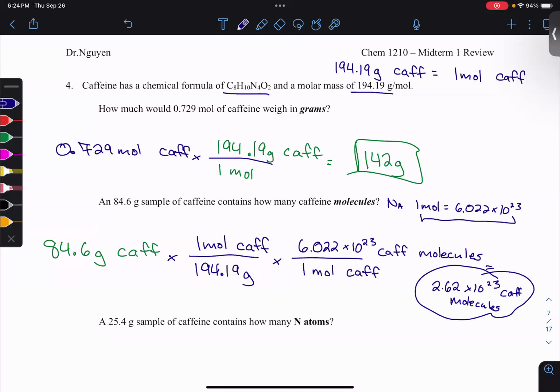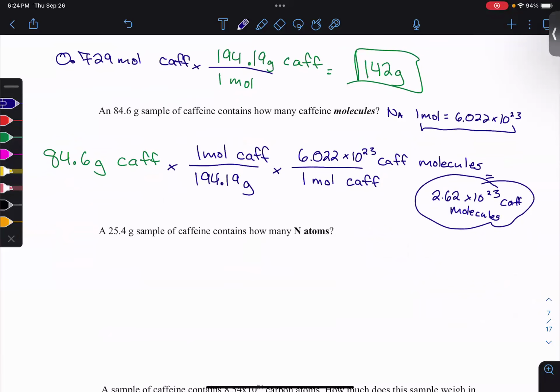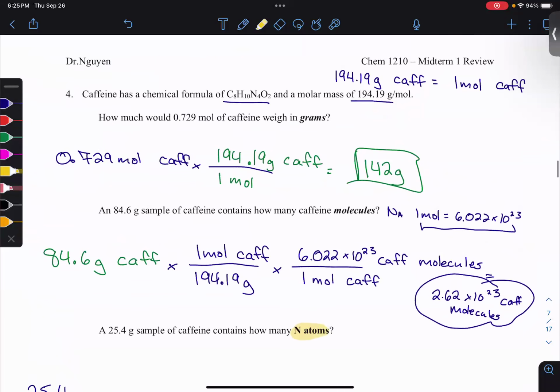Okay, so let's do another one here. Now this time we're starting with a 25 gram sample of caffeine, but how many nitrogen atoms are there? So in this example, we're actually going to do the same exact steps as the previous one. We want to start with grams of sample, go to moles of sample, go to molecules of sample, but recognize I'm not asking you how many molecules there are. I'm asking you how many individual nitrogen atoms there are. But if we can get to molecules, we can use the formula to help us get to individual atoms.